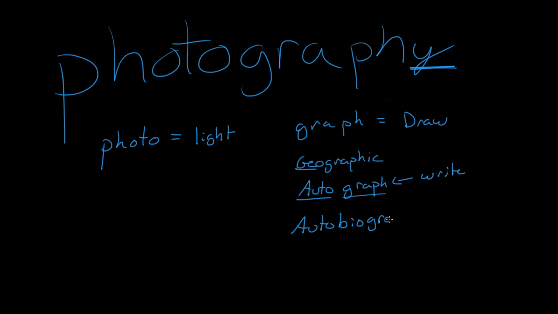Autobiography. Auto, again, auto. Biograph. Autobiography, where auto is self, bio is life, and graph is write. So an autobiography is someone writing about their life. A biography is a writing about a life. But an autobiography is the person themselves writing about themselves.